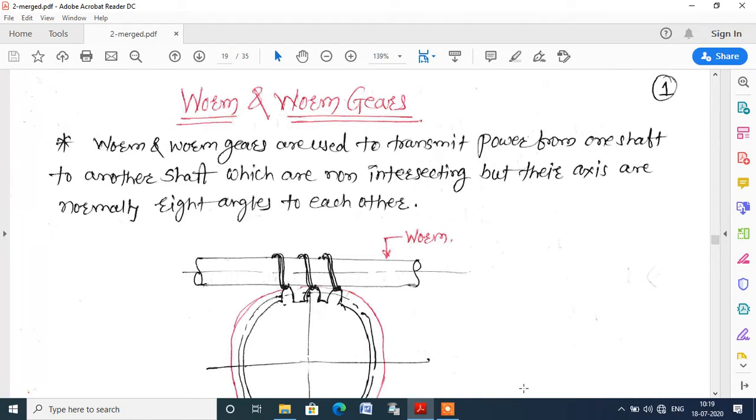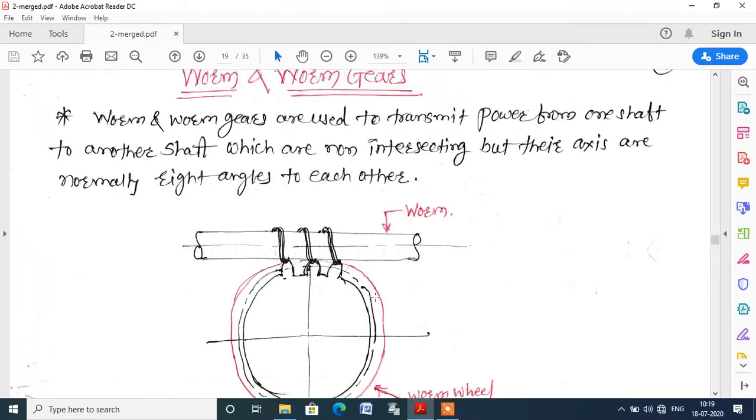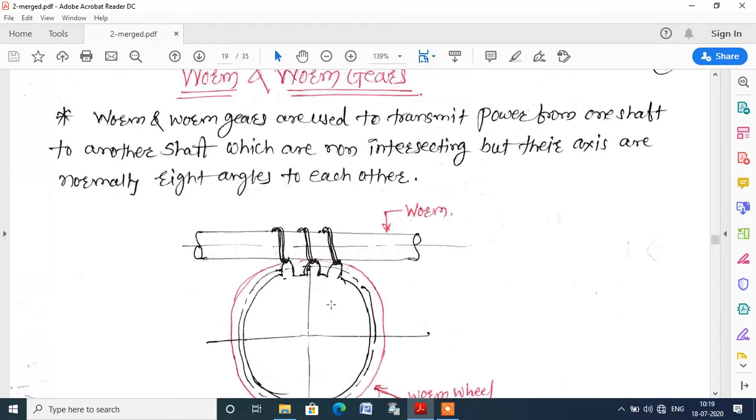This is another type of gear, worm and worm gear. If you see this figure carefully, you can find a horizontal member having some threads on it. This element is known as the worm. Whereas the other element is a circular disc having teeth on its periphery. This is called the worm gear. So here, this is the figure for worm and worm gear. You have to draw it in your notebook.